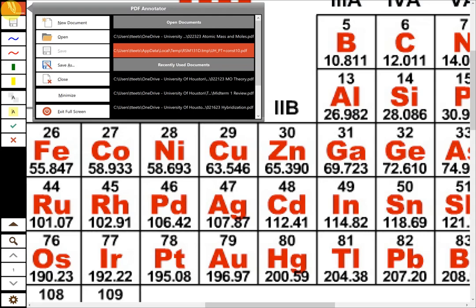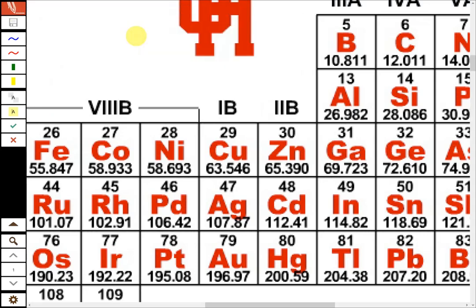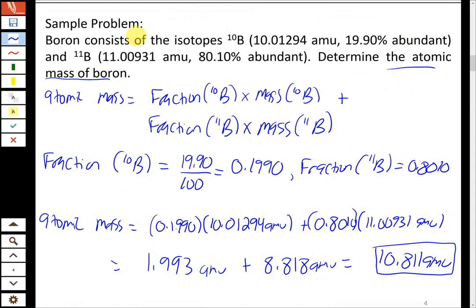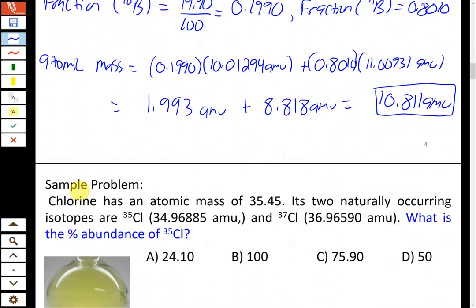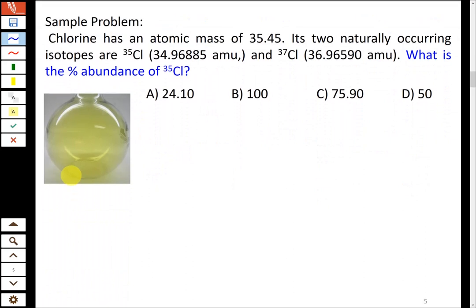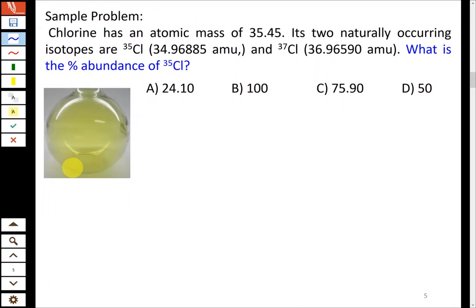So the thing we're going to be doing more often in this part of the course is using atomic mass to do other things. But this is how it's defined, and this is how it would be calculated if you had the masses and abundances of each isotope. All right, now we're going to do just one other one that's the same concept, but set up a little bit differently. So here we have the element chlorine.